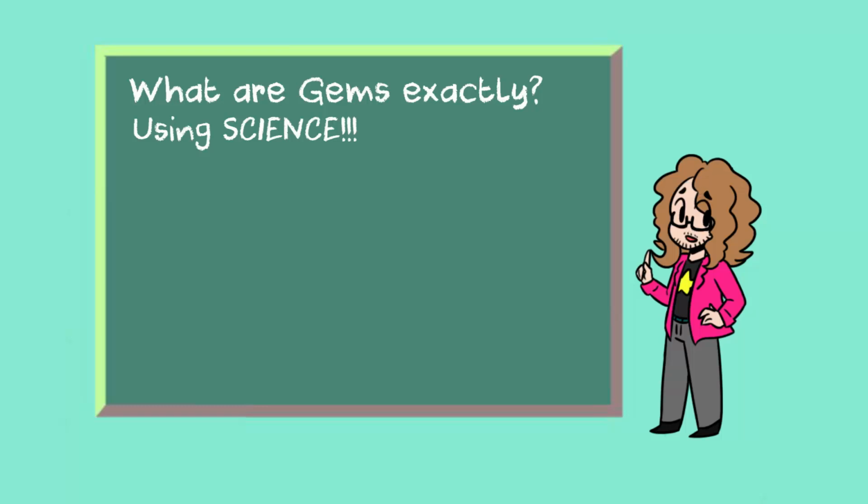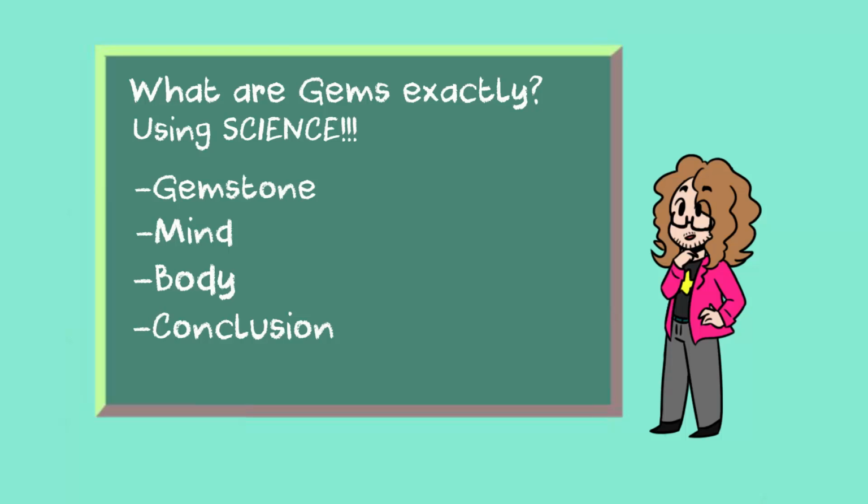I'm going to be breaking this video up into 4 segments to do this most effectively. First, I'll be talking about the gemstone itself, defining what it is. Next, I'll talk about the gem's mind, then the gem's body, the part that actually interacts with the world around it. And finally, I'll summarize what gems are, using the terminology defined in the other 3 segments.